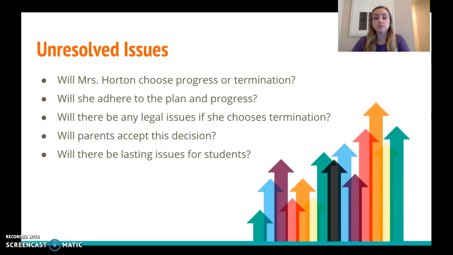There's a lot of potential here for unresolved issues in this case. So what is Mrs. Horton going to choose? Is she going to choose progress, or is she going to choose to just walk away from the job? And then if she chooses progress, is she going to adhere to the plan? Is she going to make efforts? Is she going to progress? If she does choose termination, is that going to result in lawsuits? Is she going to try to get a wrongful termination suit going? Will the parents accept this decision?